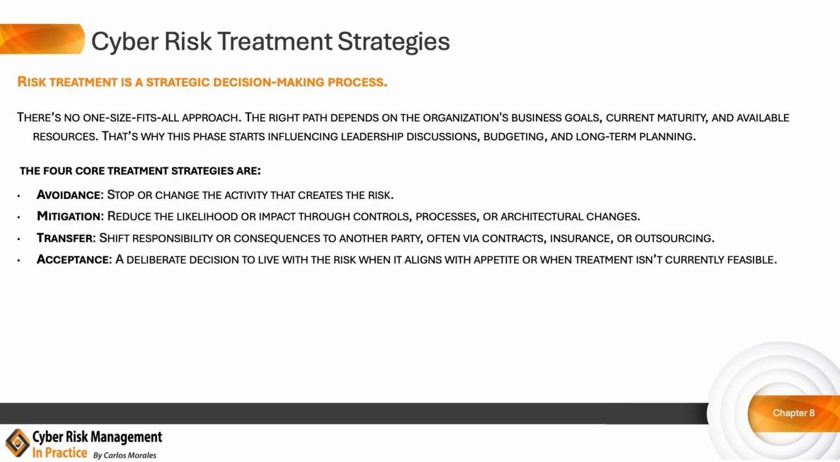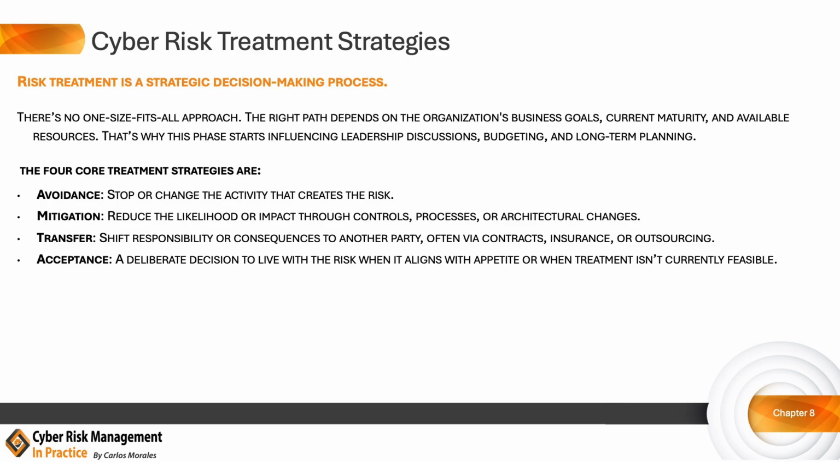Let's start with avoidance. This means changing or stopping the activity that creates the risk altogether. For example, deciding not to launch a particular service because it introduces too much exposure, or shifting away from a system that can't be secured properly. Avoidance is the cleanest option in terms of risk, but not always realistic. The trade off might be lost revenue, opportunity, or operational disruption, so it needs to be considered carefully and tied to business priorities.